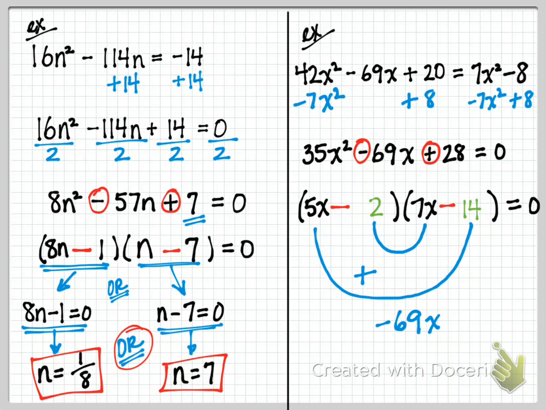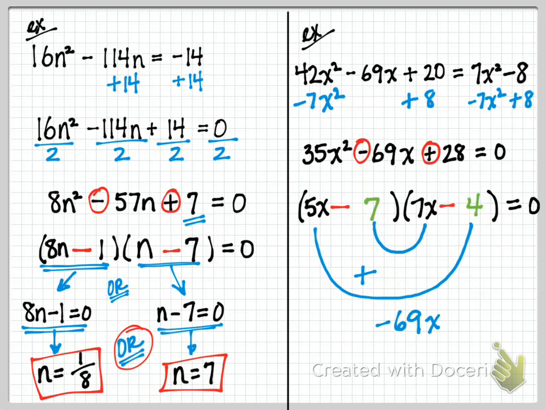Well, it could be 2 and 14, so I try that, and I get negative 2 times 7 is negative 14, and 5x times negative 14 is negative 70x, and nope, that does not give me negative 69, so I have to try something different. So how about 4 and 7? Well, when I multiply those, I get negative 28x and negative 35x, and no, that's 63. That doesn't work.